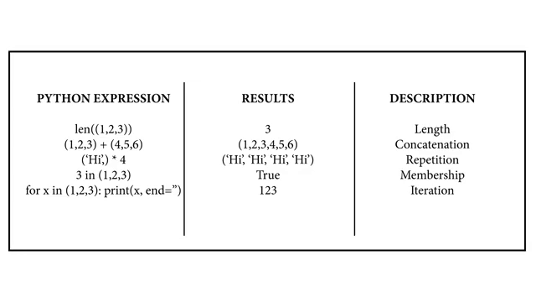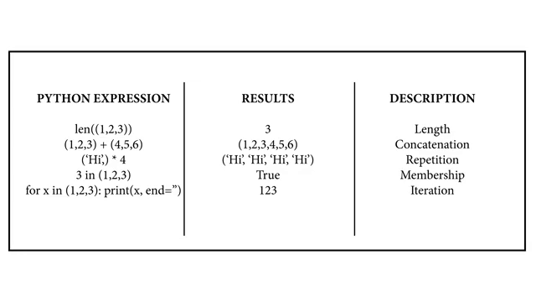So the first column has the Python expressions, next are the results, and the last one are the descriptions. In the first one, we have len of 1, 2, and 3. So the result must be 3, and the description is length. Using len will only count the elements inside the tuple, so the result is 3. Next, let's say we're going to add 1, 2, and 3 plus 4, 5, and 6. The result must be 1, 2, 3, 4, 5, and 6, and its description is concatenation.